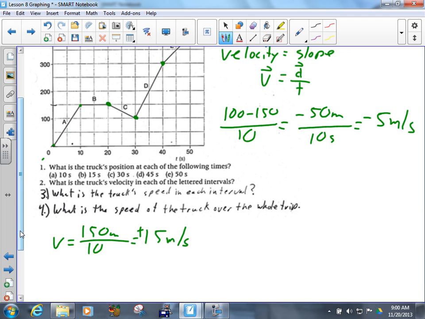All right. The only one that really changes anything is C. Instead of being negative 5 meters per second, now it's just 5 meters per second.